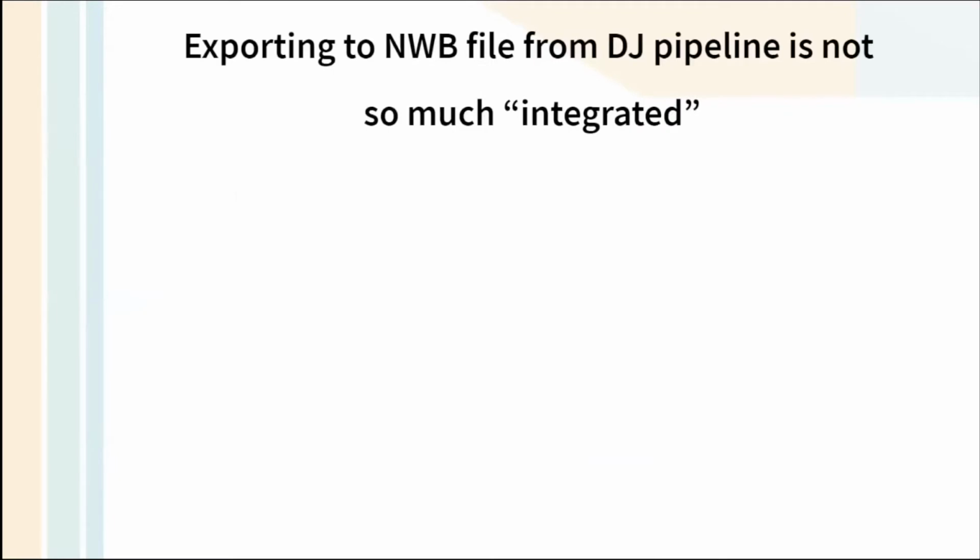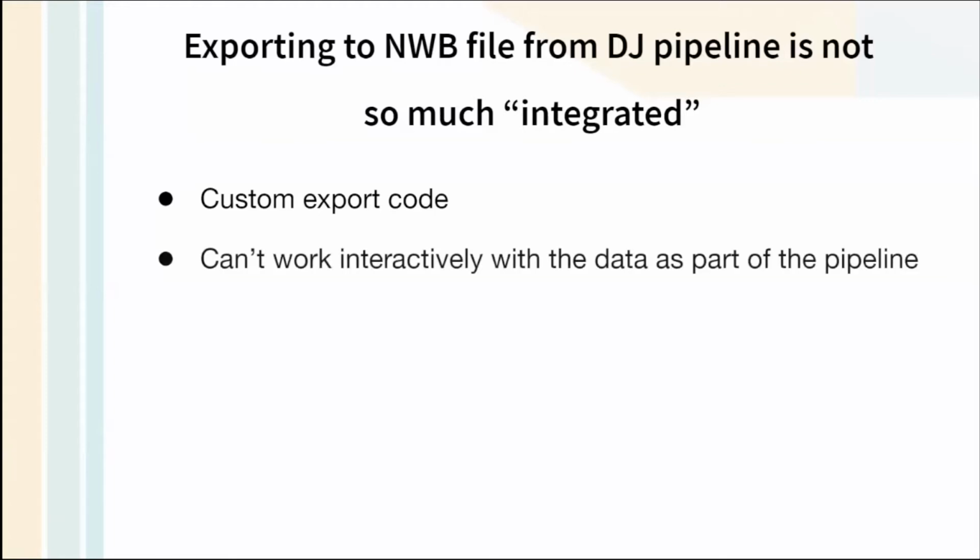As you can imagine, exporting to NWB files from DataJoint pipelines is not so much integrated, right? Really, you are just exporting NWB files as the end product, and then the user can just consume those files. There's still a decent amount of custom export code to be written per pipeline. If you have a very specialized DataJoint pipeline, you have to write that export code. And you cannot work interactively with the data as part of the pipeline. You only have one NWB file at the end of your study, which you can either archive or publish, but it can't really work as part of the pipeline.